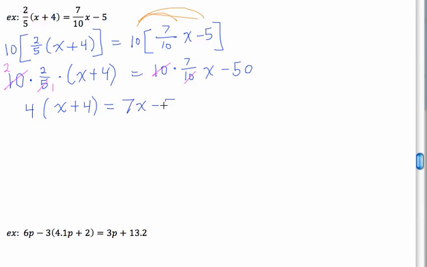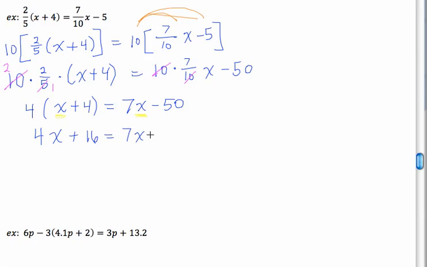So now we want to solve for x, okay? We have two x's in the problem. We've got one of them right here, and another one right here. In order to solve for x, we need to get it by itself on one side of the equation. So we'll start by just expanding everything, which means to distribute. So let's distribute this 4 out to get 4x plus 4 times 4, 16, equals 7x minus 50.